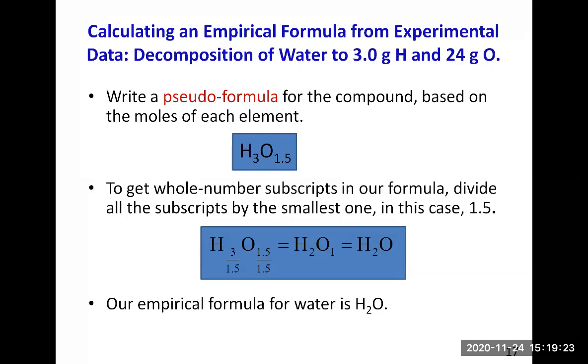And that makes sense because when you have only one atom of one element, typically the molecular formula will be the same as the empirical formula because you cannot simplify that more. And the molecule of water is really made of just one atom of oxygen and two atoms of hydrogen.